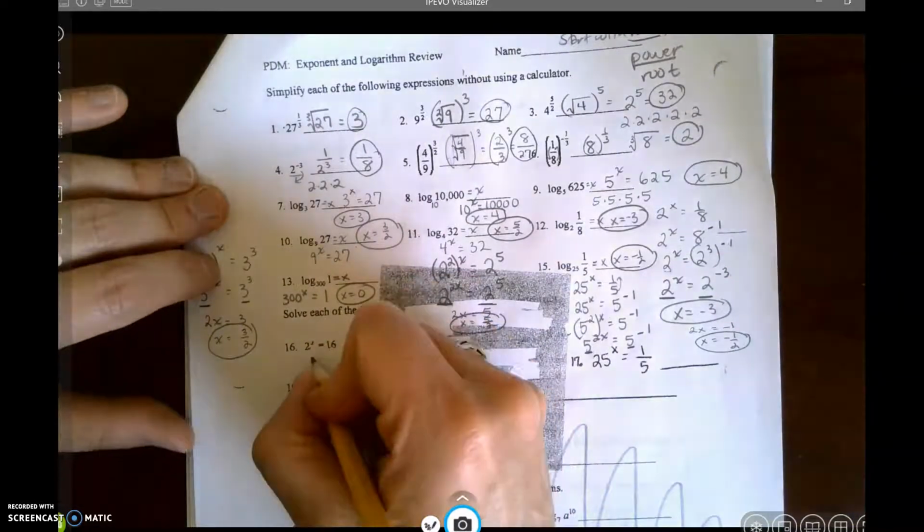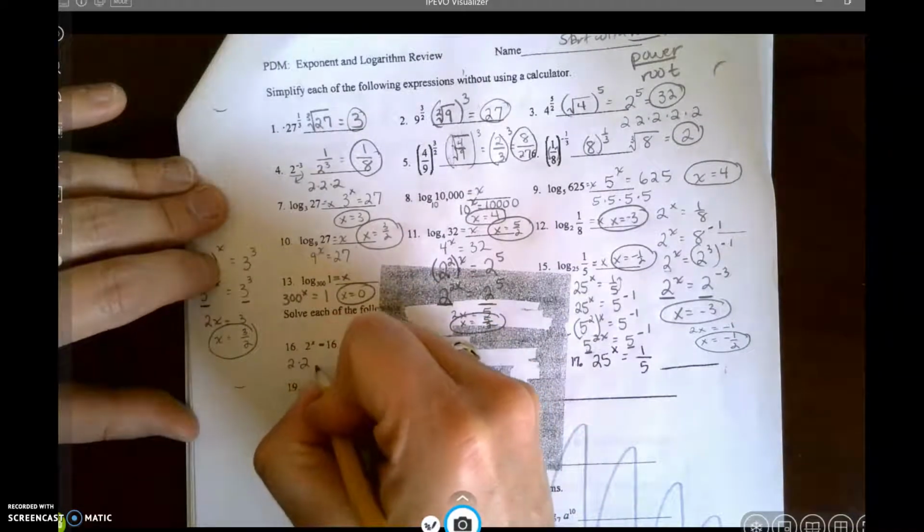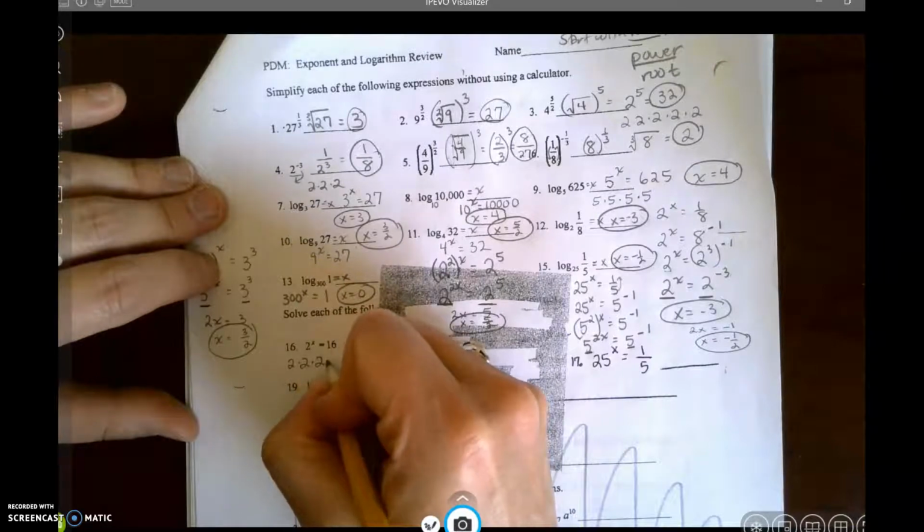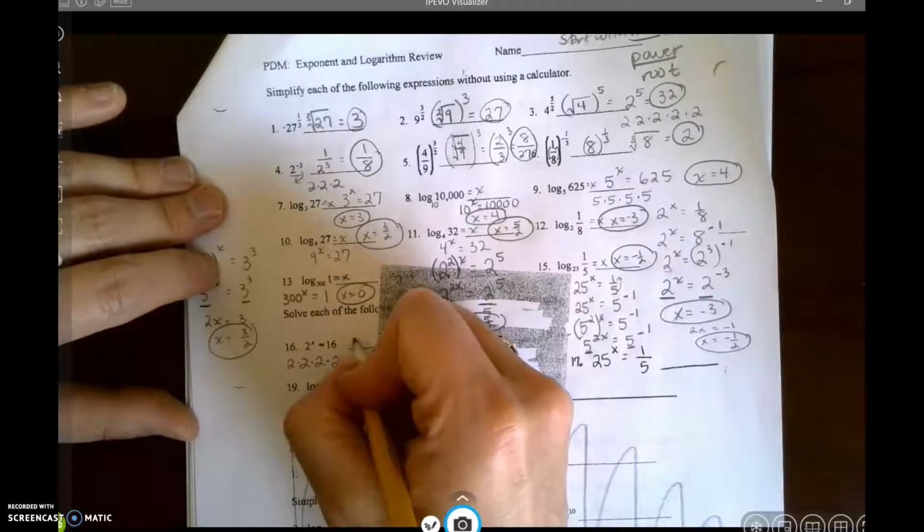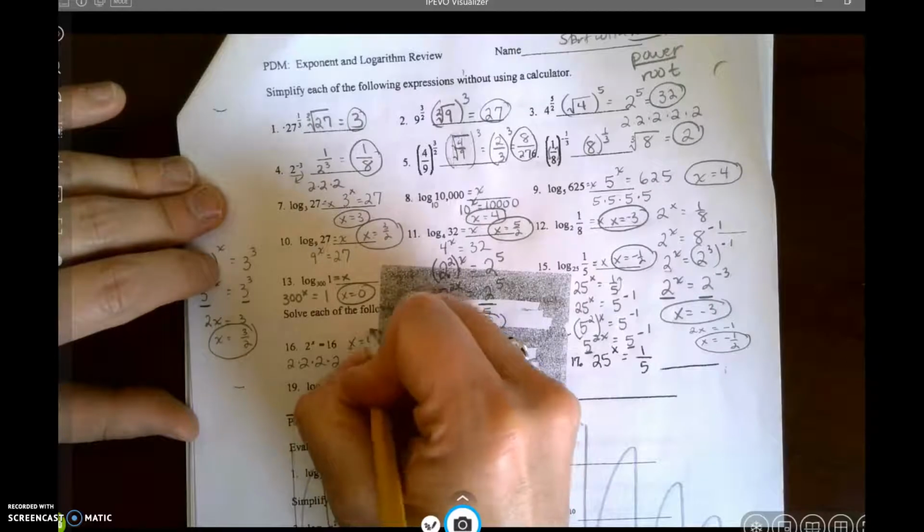To 16. 2 to what power is 16? I know that that would be 2 times 2 is 4, times 2 is 8, times 2 is 16, so x equals 4.